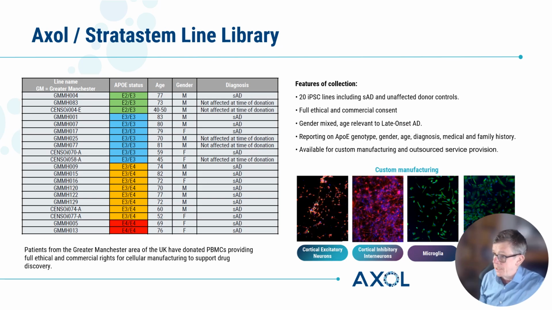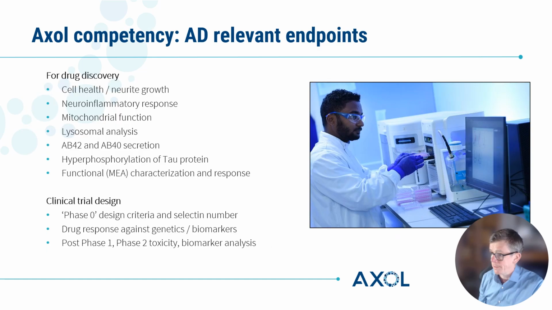As we recently announced, Axol, in partnership with Stratistem, have rolled out a new library of lines. Here are 20 lines, which have a range of APOE genotype status. The Stratistem collection comes from patients who live around the Manchester area in England. Stratistem have collected full consent and ethics, but also medical histories of these people. What Axol can do is take the primary materials and turn them into stem cells. We can manufacture relevant cell types, so we're ready to be building these systems.